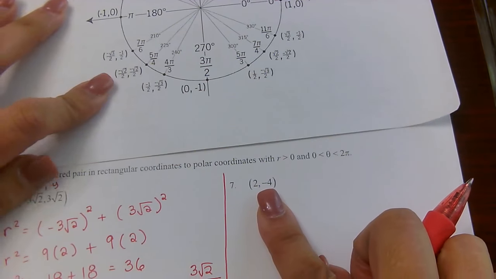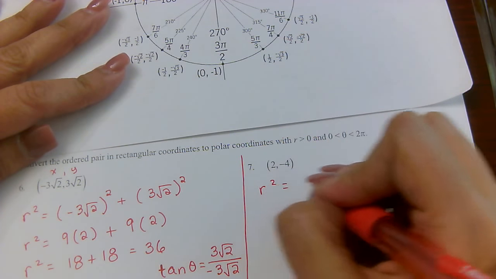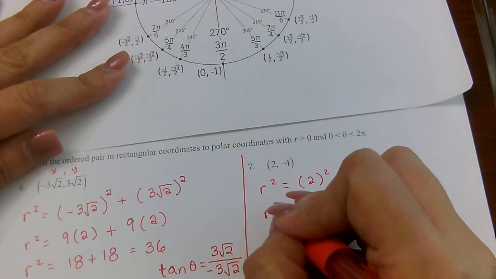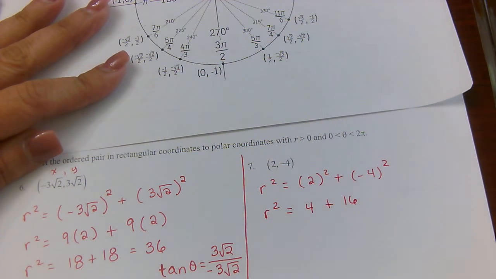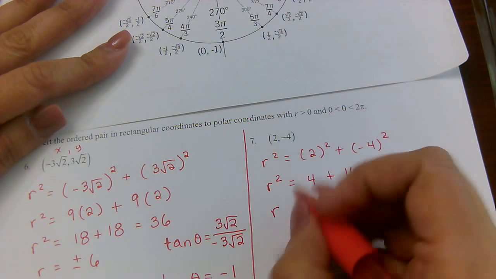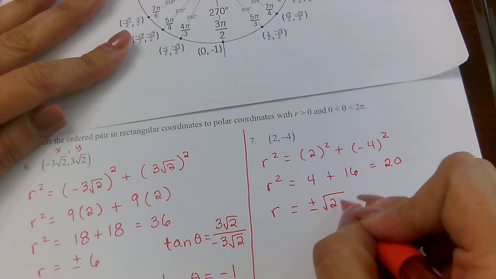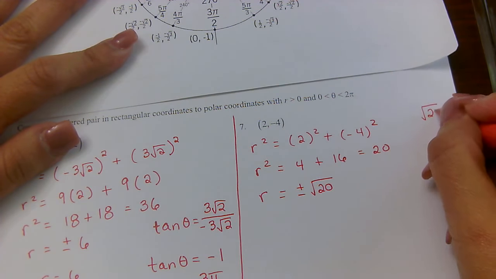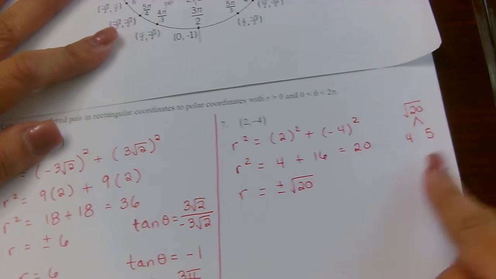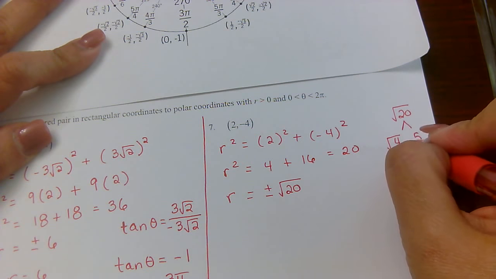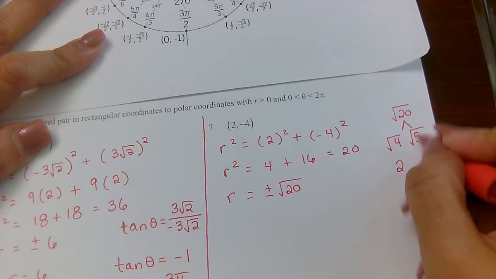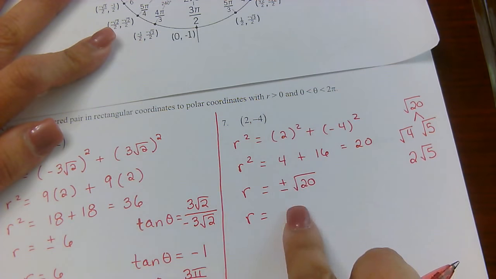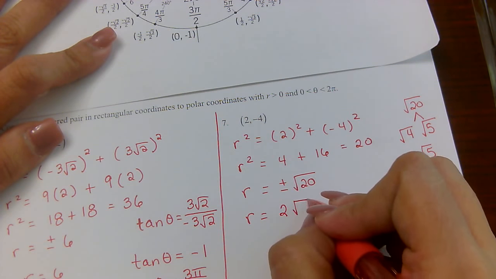Number 7, we're going to do the same thing. We're going to say R squared is equal to X squared plus Y squared. 4 plus 16. So R will equal plus or minus the square root of 20. We don't want to leave it with the square root of 20. We want to simplify as much as possible. So the square root of 20 is the same thing as saying 4 times 5. If I square root the 20, I can square root the 4, and I can square root the 5. Square root of 4 is 2, square root of 5. So R is going to be equal to, remember our restrictions, has to be positive, so I can say 2 square root of 5.